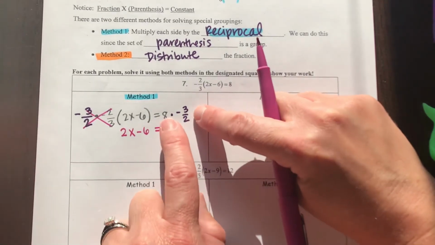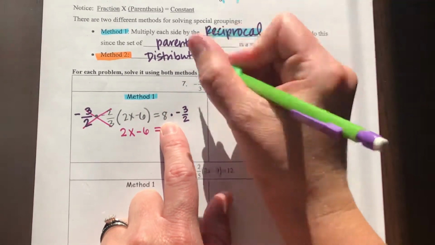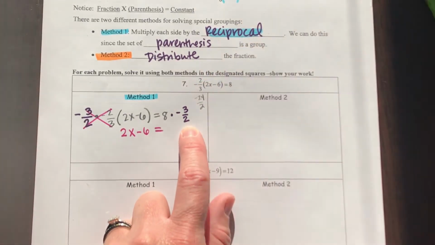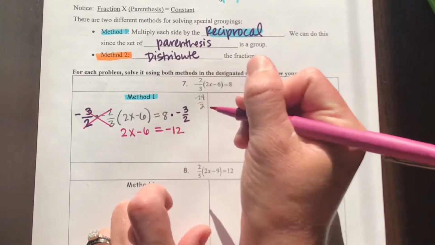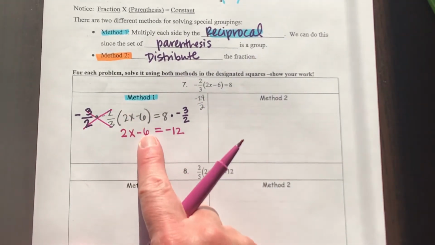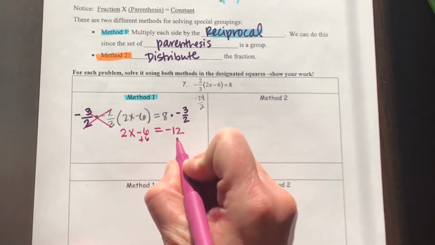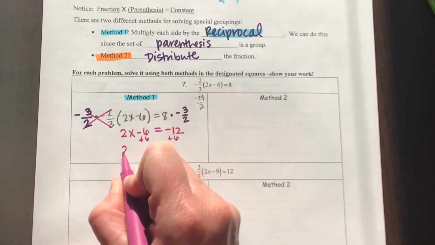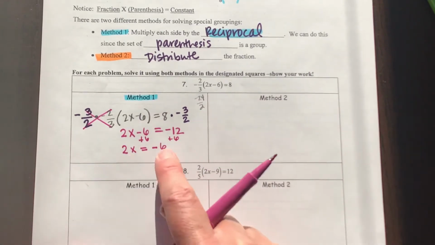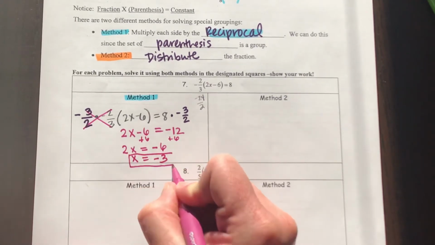On this side, I need to do a little bit of simplification. 8 times negative 3 is negative 24, and negative 24 divided by 2 is negative 12. Now to solve the problem, it's quite a bit more simple. I'm going to get rid of this constant so I can isolate my variable term. So I'm going to add 6 to both sides. Now I will have 2x is equal to negative 6. And if I divide both sides by 2, I'm going to get an answer of negative 3.